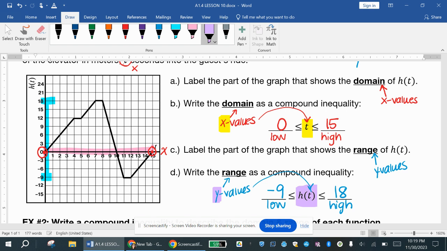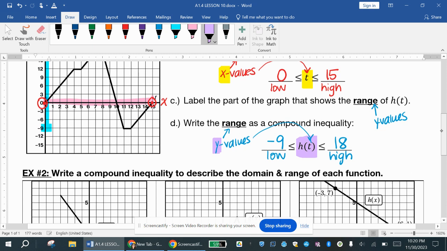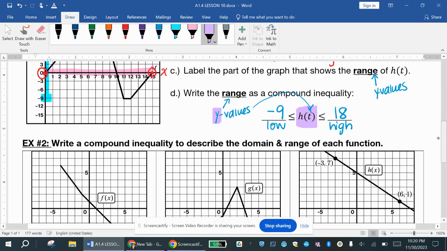Okay, this would be a good time to pause the video. If you are not understanding something, you could rewind or ask a question. When you're ready, you can go ahead and read the second example.